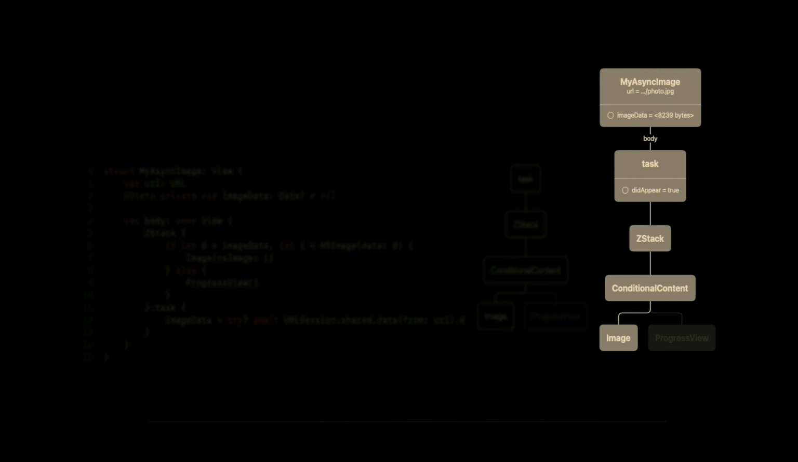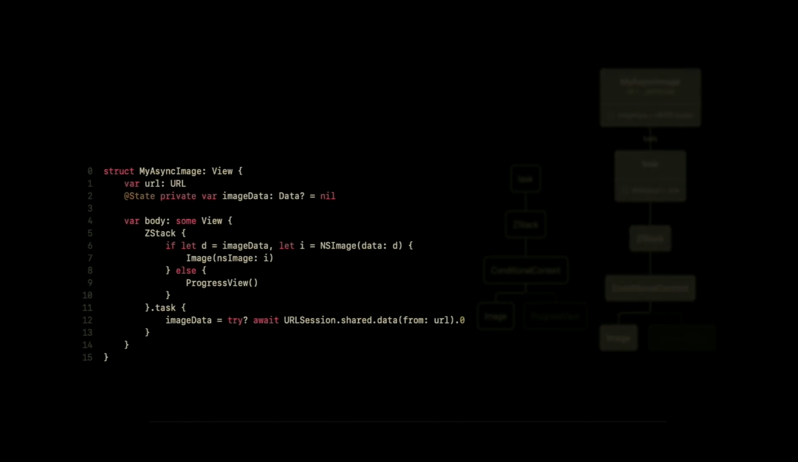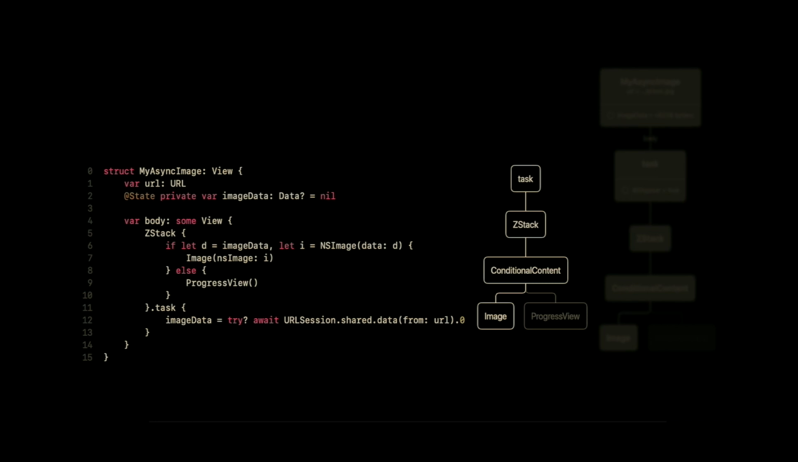I know it's a bit much, but this is what we wrote in the previous slide. So we have our myAsync image. It now has this changed URL property and this image data. So that's the old data, right? The 8,000 bytes. The task had already appeared. The ZStack and the conditional content of the image are also there. So SwiftUI knows to re-execute the body. It looks at this code that we wrote earlier. It executes it, creates a new task, a new ZStack, a new conditional content, and a new image.